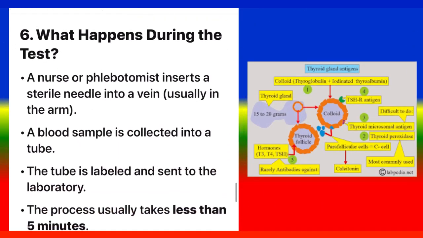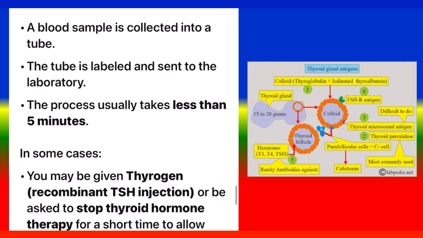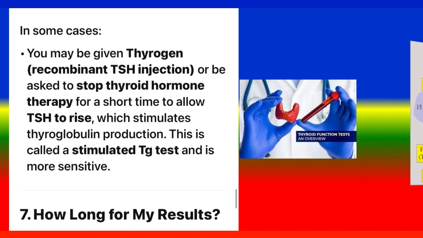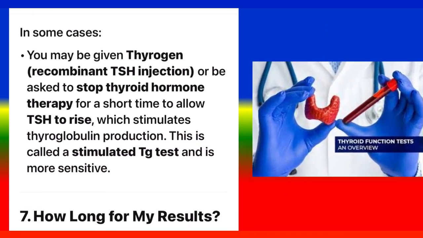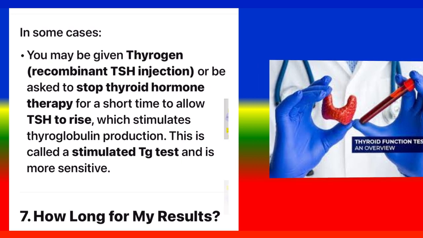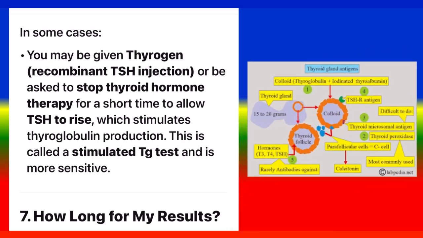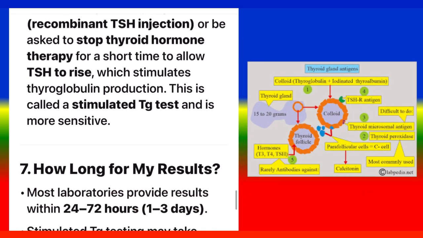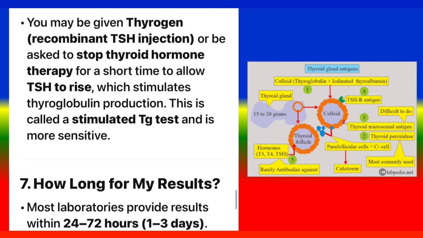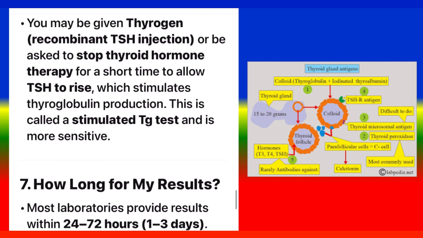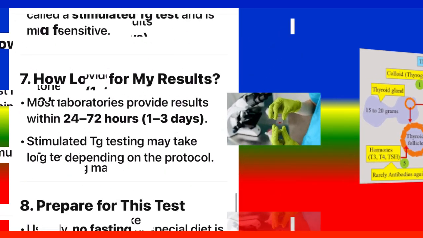Number 6. What happens during the test? A nurse or phlebotomist inserts a sterile needle into a vein, usually in the arm. A blood sample is collected into a tube. The tube is labeled and sent to the laboratory. The process usually takes less than 5 minutes. In some cases, you may be given Thyrogen, recombinant TSH injection, or be asked to stop thyroid hormone therapy for a short time to allow TSH to rise, which stimulates thyroglobulin production. This is called a stimulated TG test and is more sensitive.